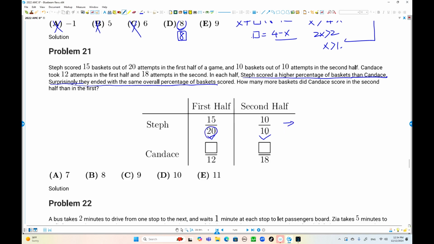Total tries: 20 plus 10 is how much? That is not a percent, right? That is 30 attempts, and they made 25. So Candace should also be 30 and 25, isn't it? It's equal, right? We have a total of 12 and 18, which is 30. But for these two, A and B, we don't know. But we can try.